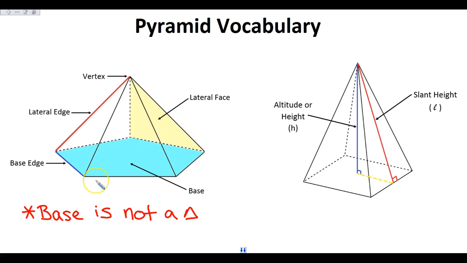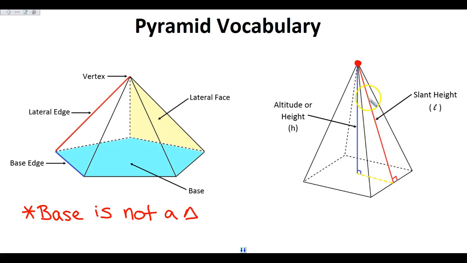Now in a pyramid, we also have 2 different heights. When I look at the height of the pyramid, that goes from that top vertex straight down perpendicular to the base. Remember, just like in our last chapter, your height or your altitude is always perpendicular to the base. We're just looking at that in 3 dimensions now.